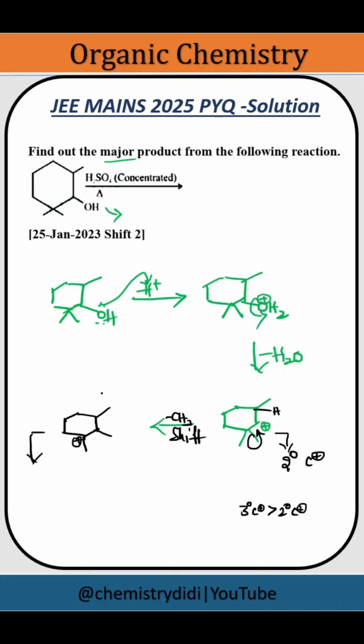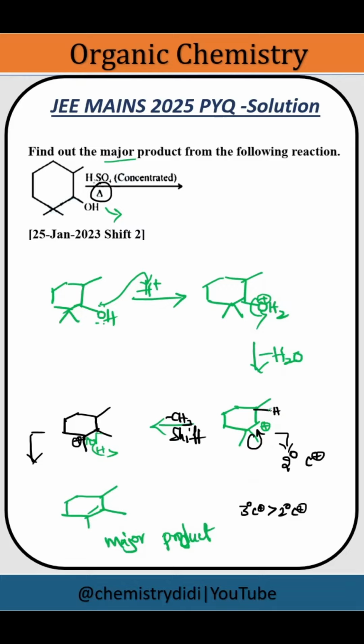Then what happens? Dehydration. Like here they have mentioned heat, it is an elimination reaction generally. So here we'll get a more substituted alkene, okay? So you can see here there is a hydrogen, right? So this hydrogen will leave and here we'll get this more substituted alkene as a major product.